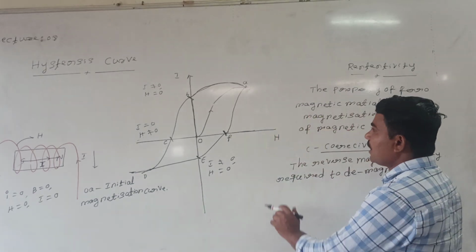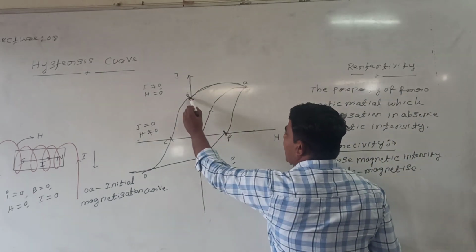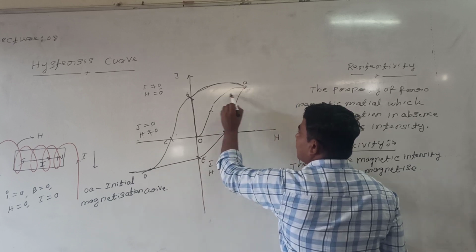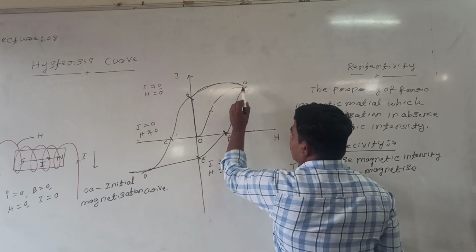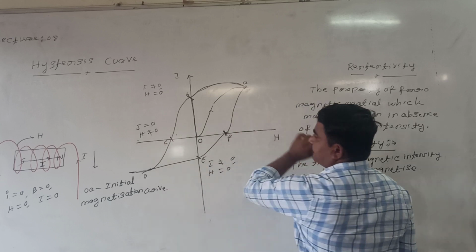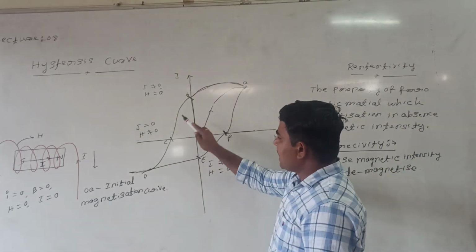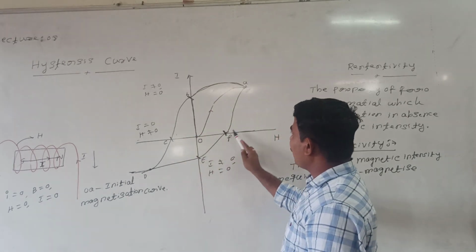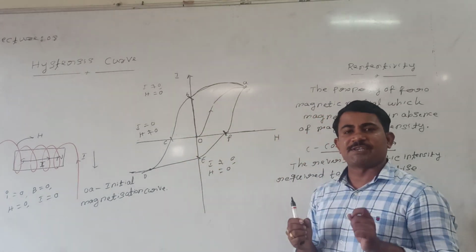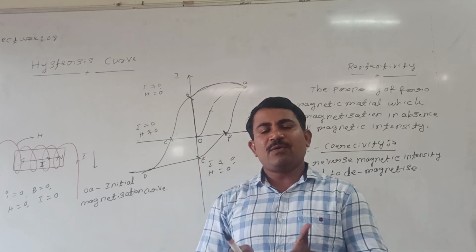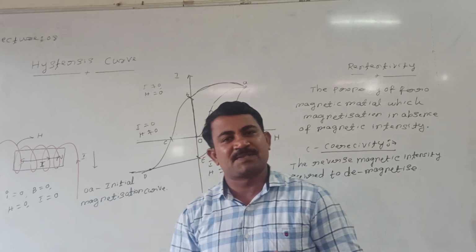And this loop A, B, C, D, E, F, A, we are calling the hysteresis loop or hysteresis curve. Which curve are we calling that? The curve A, B, C, D, E, F, A, the hysteresis curve or hysteresis loop. So what is the physical significance of this hysteresis loop?